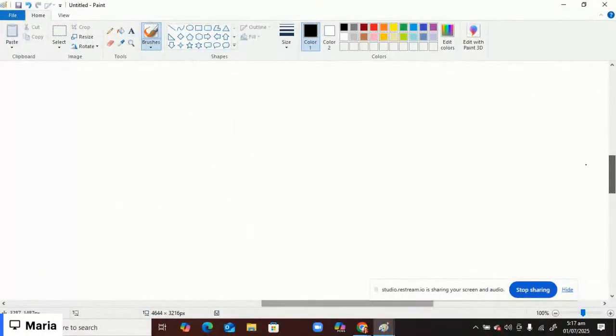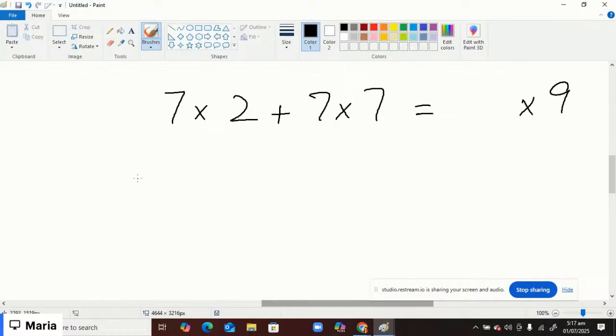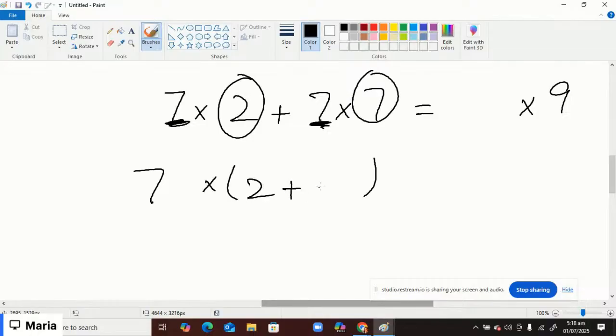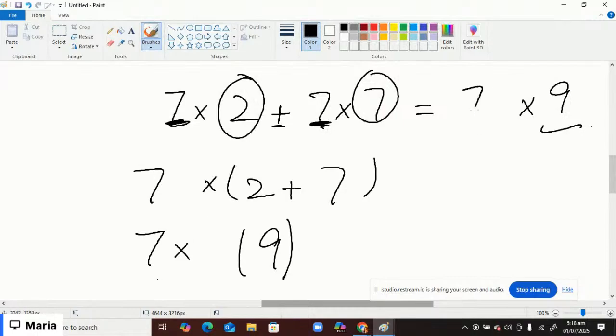If I'm going to write it down here, 7 times 2 plus 7 times 7. And here is 9. Now tell me which number is coming outside and which numbers are inside of the brackets. This is 7, the first digit, outside. The second and third digits go inside the bracket with the plus sign, because here is a plus sign. 7 times 2 plus 7 is 9. 9 is already given. What is the missing place? That is 7.